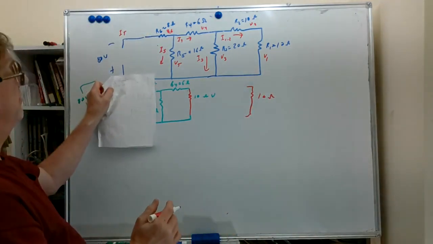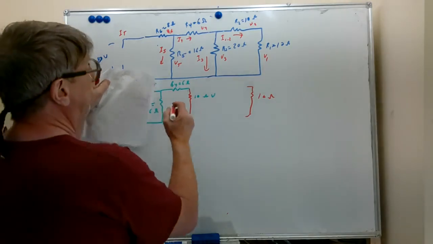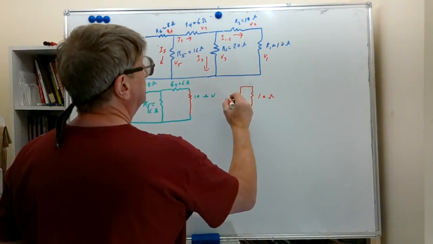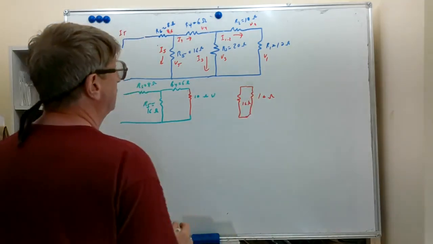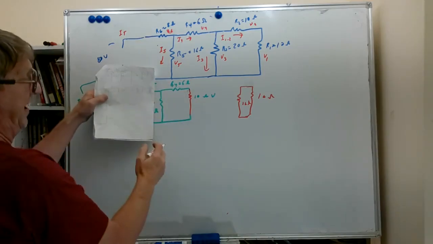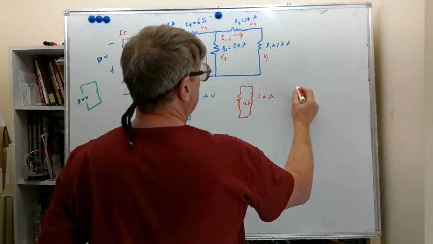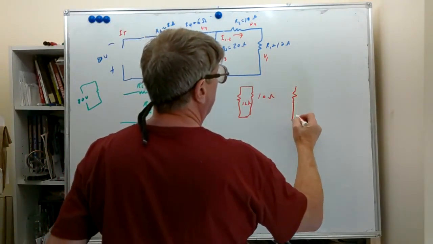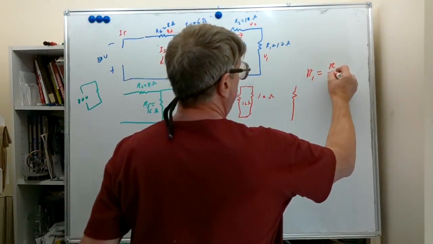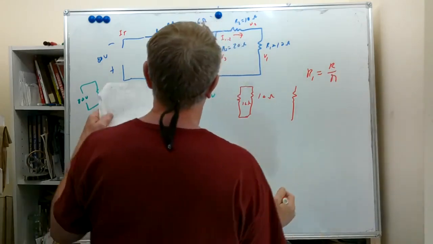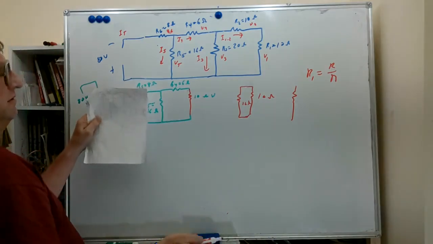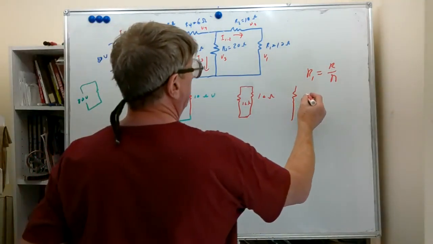We're going to look at this piece. We still have this other 16 ohm resistor. So we have two 16 ohm resistors. This one and that one. Well, we can replace that with a single resistor. And we know that RT is equal to R over N because these are equivalent, 16 ohms, 16 ohms. 16 divided by 2 is 8 ohms.